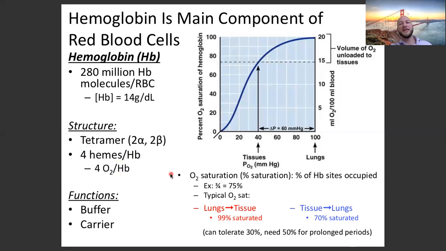If we have 10 hemoglobin molecules and they are 75% saturated, how many oxygen molecules are bound to those hemoglobin molecules?